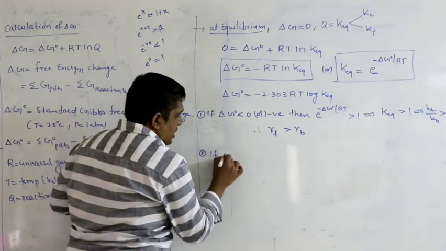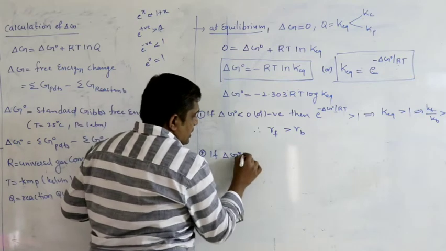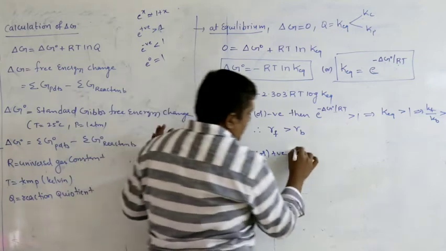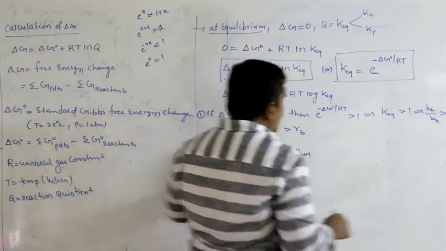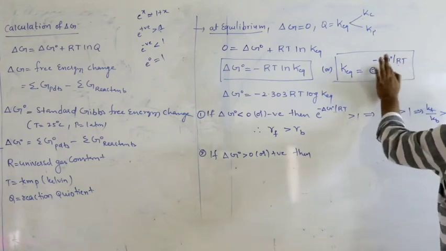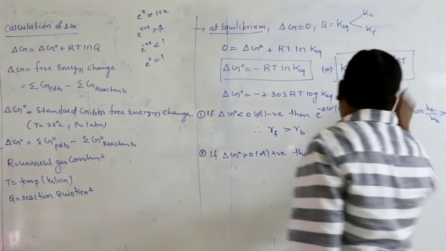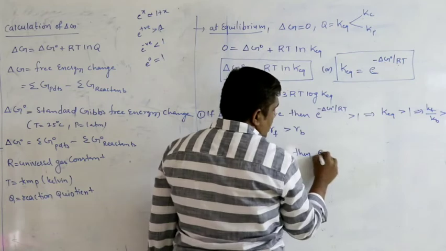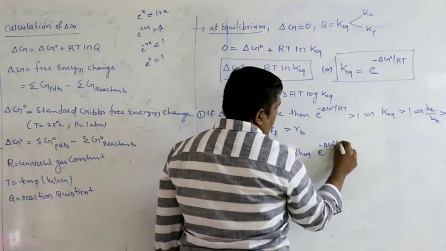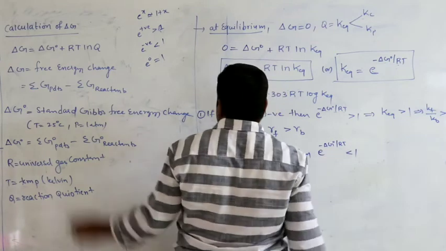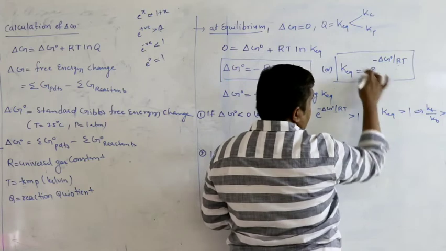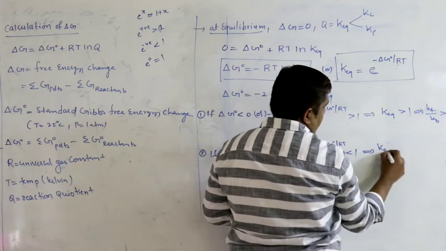Next, if delta G naught is greater than 0, or positive, so delta G is positive. Positive into negative is negative, so e power negative will be less than 1. This implies K equilibrium will be less than 1.